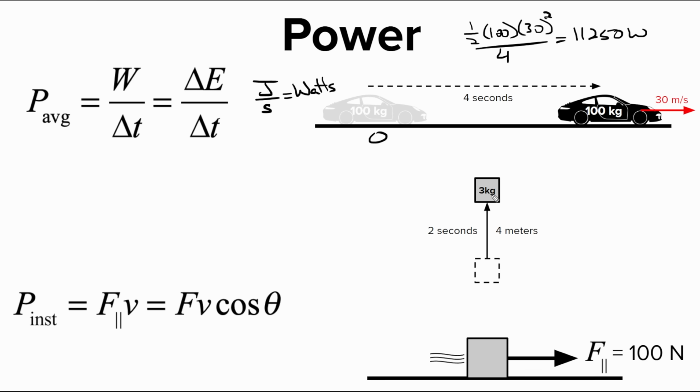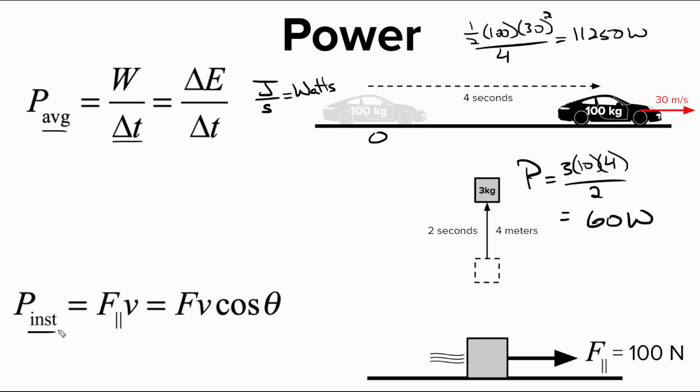Okay, what about this one here? You take a 3 kilogram mass, you raise it up 4 meters in 2 seconds. How much energy did it get? What kind of energy did it get? It got gravitational potential energy. How much? It got mg times h, where h was 4. That's how much it gained. Just find the energy it gained, divide by how long it took, and you get 60 watts. So that's one way to get the power. This is the average power because we took it over a long period of time.